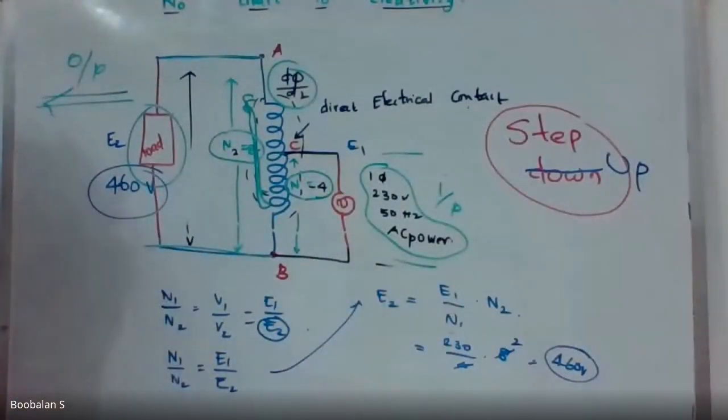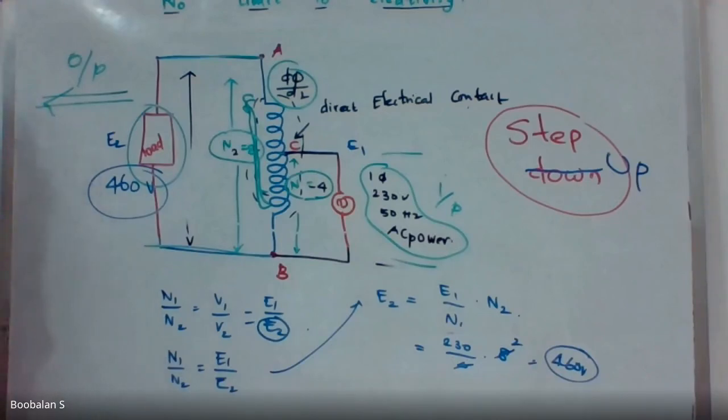So as a single, same construction, right? How we discussed in the DC generator: a DC generator can act as a DC motor, and a DC motor can act as a DC generator. The same setup acts as a motor as well as a generator by changing its input and output, right?